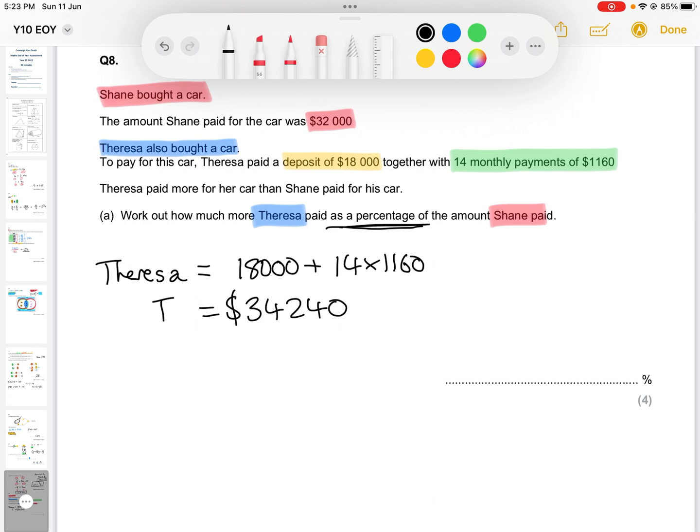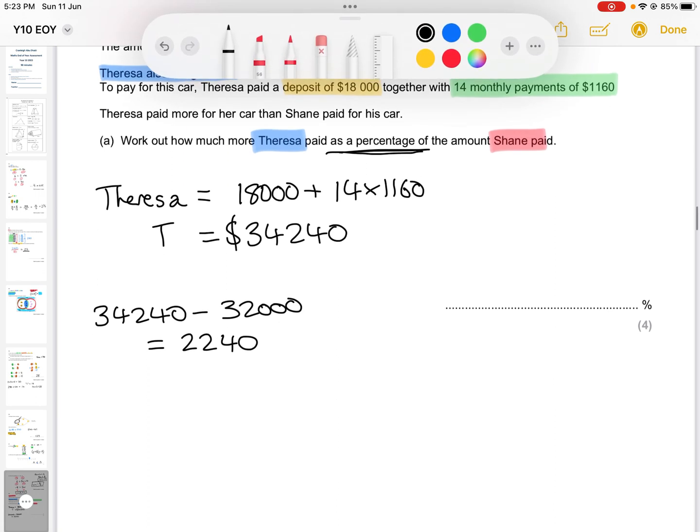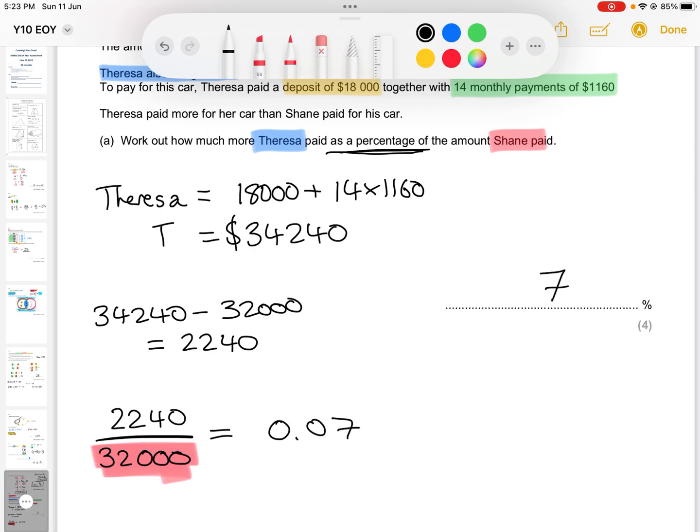You can, for starters, take them away from each other, given that you know you're going to be dealing with how much more Teresa paid compared with Shane. We figure out what that extra was, which is $2,240. We then compare that $2,240 with the amount that Shane paid. This is important because it's highlighted in red: as a percentage of the amount that Shane paid, which means it's going to be over 32,000. That gives us the decimal of 0.07, and then we multiply that by 100 to get 7% as our answer.